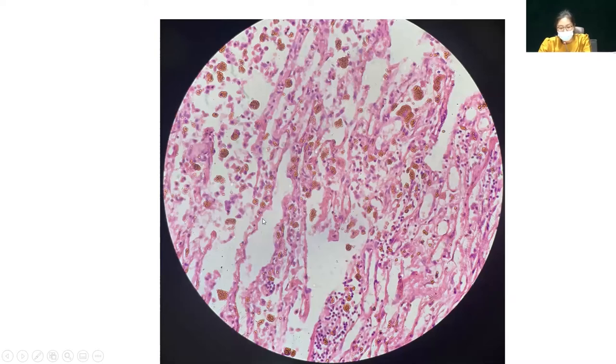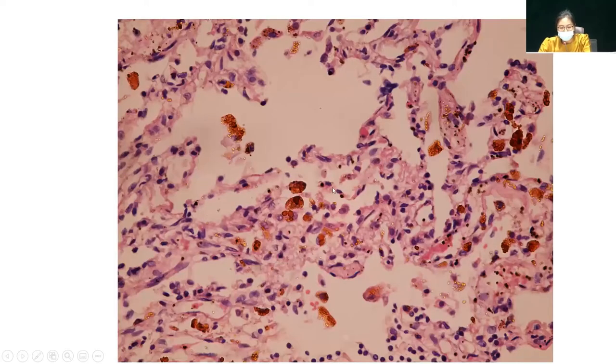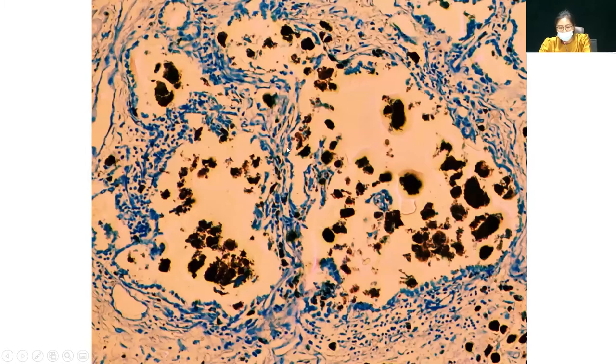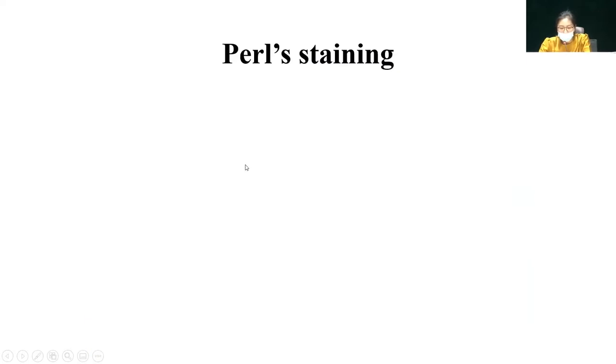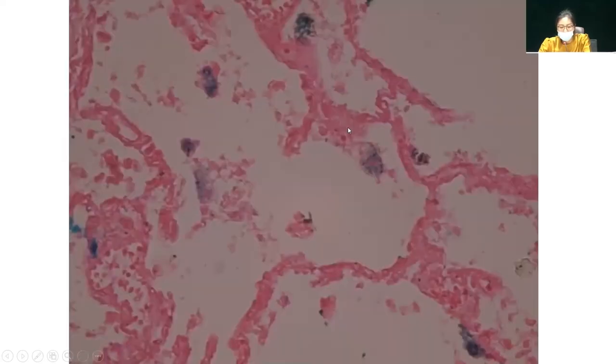This section also shows alveolar septal damage. So this area shows alveolar septal damage with infiltrated macrophages. We did a special stain for acid-fast bacilli. No acid-fast bacilli were detected. And we also did the Prussian blue stain for iron in macrophages. There is blue staining of iron in these macrophages.